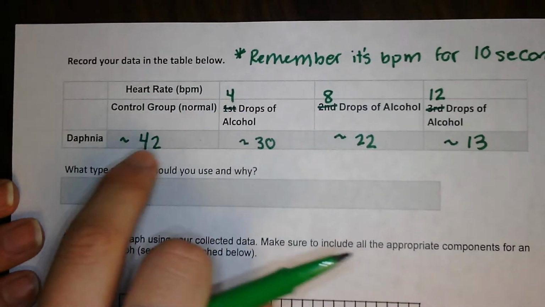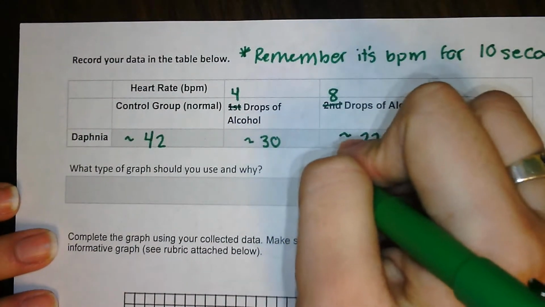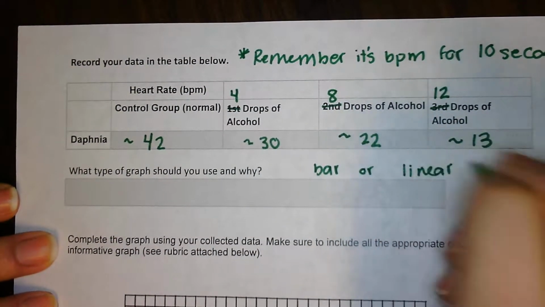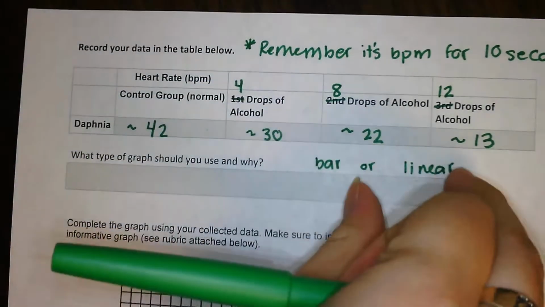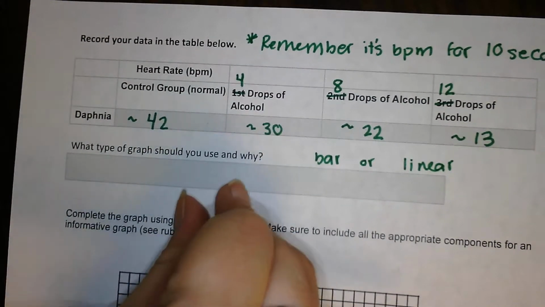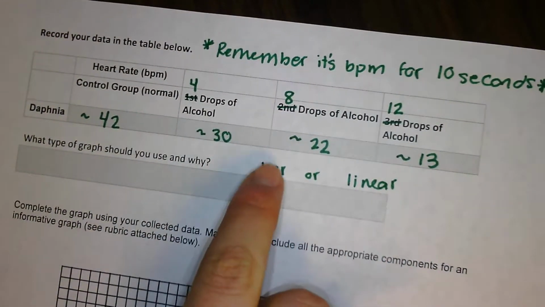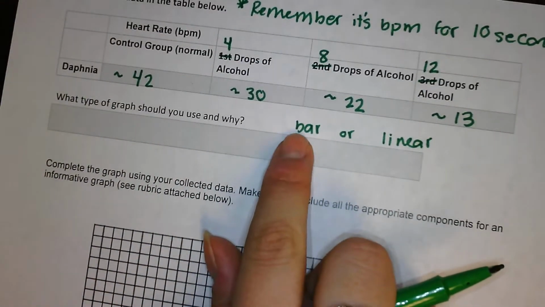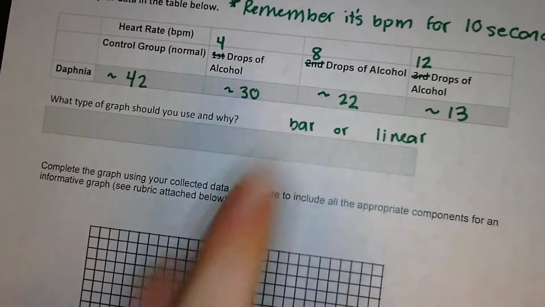So let's see. There are 2 types of graphs that I can use. I could use a bar graph or I could use a linear graph. Bar graphs are typically used when you have set groups that you are testing. So let's say, how does water, soda, alcohol, perfume affect plant growth. Things that are not numbers on the x-axis go into bar graphs. So set groups, things that you can't assign a number to, you should use a bar graph.